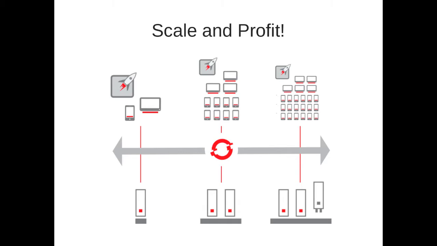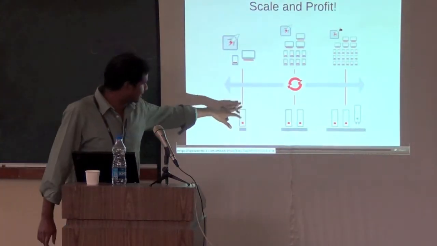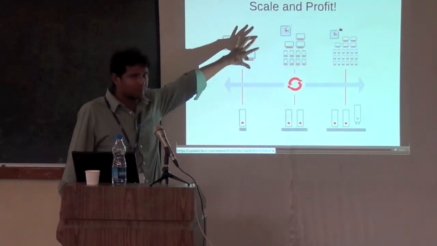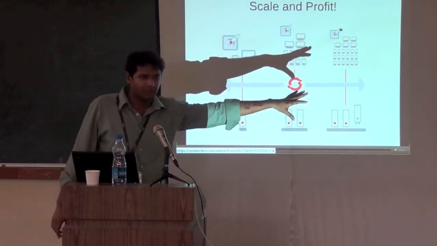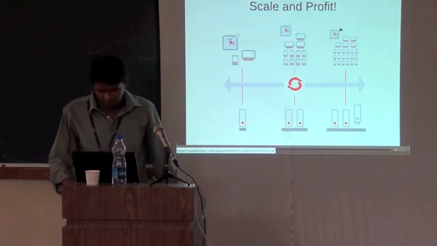And OpenShift, the default one which is provided, RH Cloud, lets you scale from one machine to many nodes, and lets you scale horizontally.